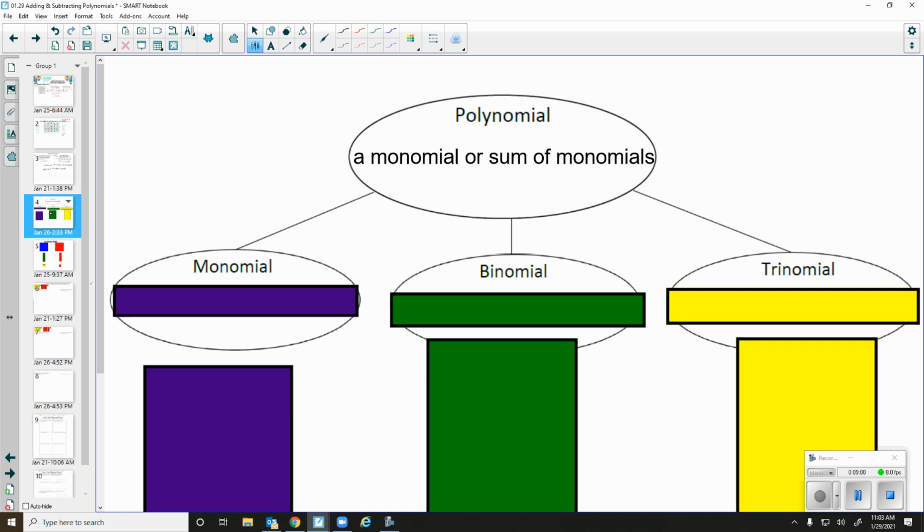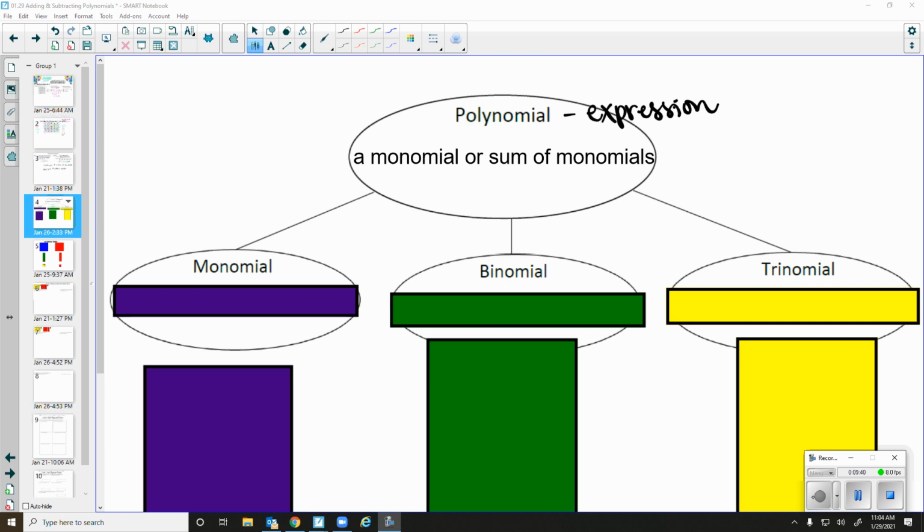Finally tackling a polynomial. The technical vocabulary for it is a monomial or a sum of monomials. Now I know that you don't know what that word means. A polynomial is a fancy name for an expression. Anything other than these 3 special types of polynomials is just called a polynomial. But there are 3 that have specific names.